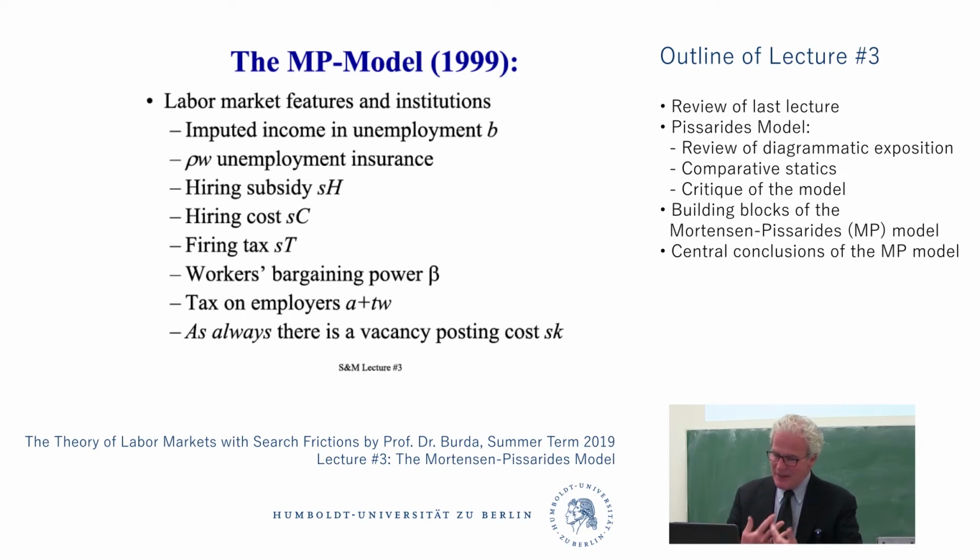Okay, and you can even add more layers of complexity. You can add a firing tax. I talked about this already in the Pissarides model. The cool thing about this is that the firing probability in the old model was constant. In the Pissarides model, it's not a firing; the match dissolution rate is actually endogenous. And it will actually depend on this firing tax. And you can have bargaining power, obviously, we've had that before.